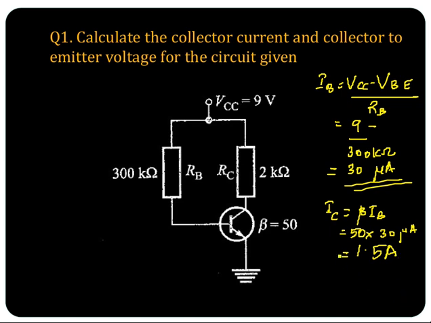One more thing you have to check here, whether this IC is greater than VCC by RC. So what is that value? It is known as IC saturation. This is VCC by RC. What is VCC? 9. What is RC? 2 kilo ohm. You will get that value as 4.5 milliampere. 9 by 2, 4.5 milliampere.